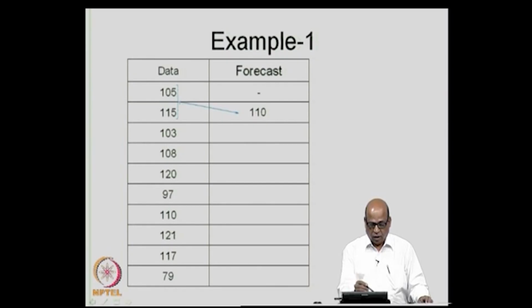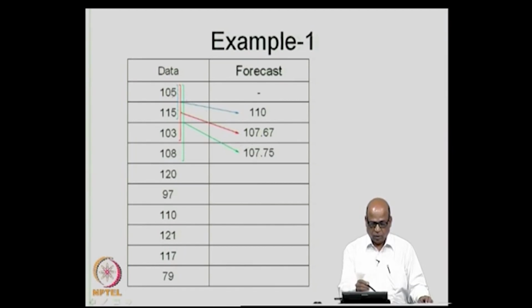Then 105, 110 and 103, you forecast 107.67. That means you take the average of all of these and then forecast 107.67. So, this forecast is actually for the next time period. Then you take all these averages and forecast 107.75.